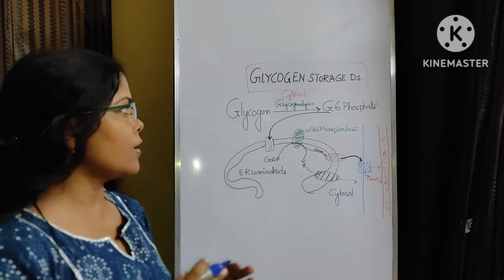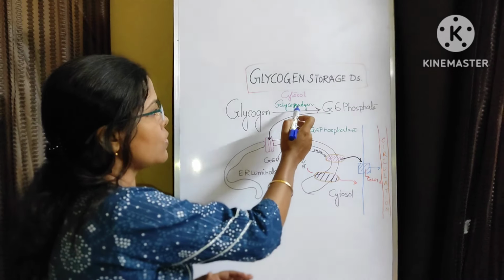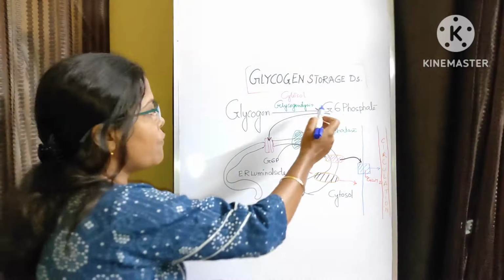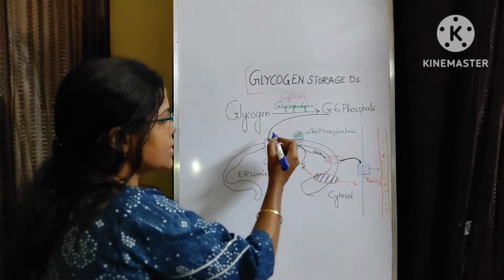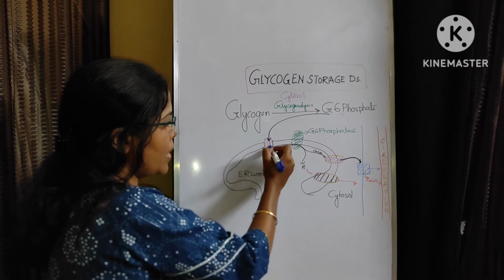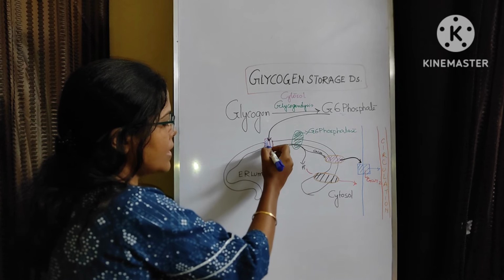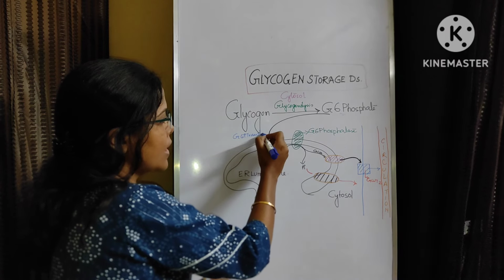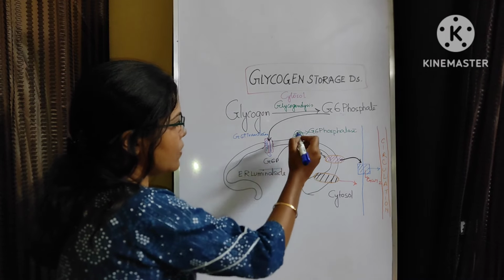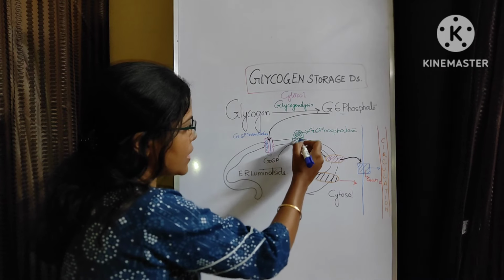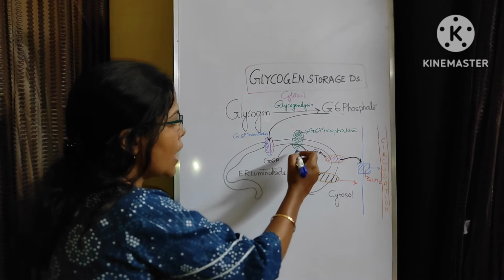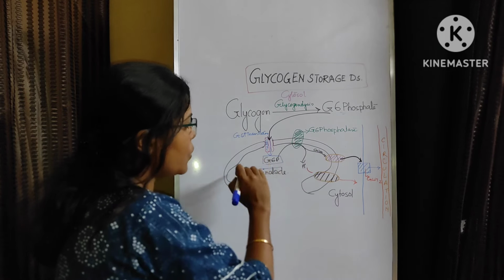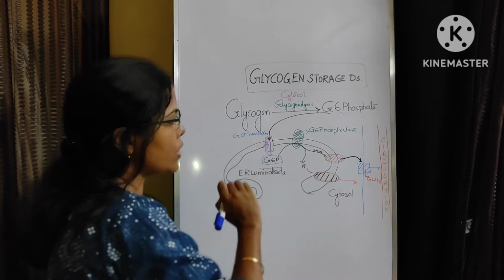Let us look at this figure. The glycogen via glycogenolysis will be broken down to glucose 6-phosphate in the cytosol. From the cytosol, the glucose 6-phosphate will enter the endoplasmic reticular membrane by the enzyme glucose 6-phosphate translocase. And in the luminal side of the endoplasmic reticulum, this glucose 6-phosphatase, which is a membrane bound enzyme, will act on this glucose 6-phosphate and will break it down to free glucose and inorganic phosphate.